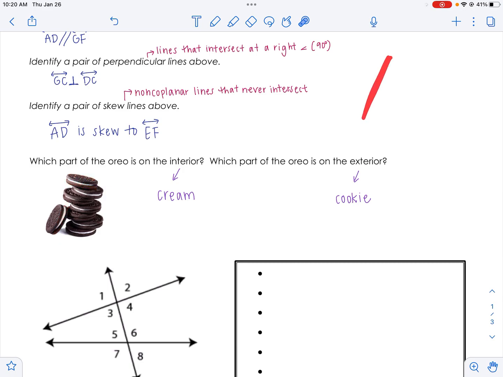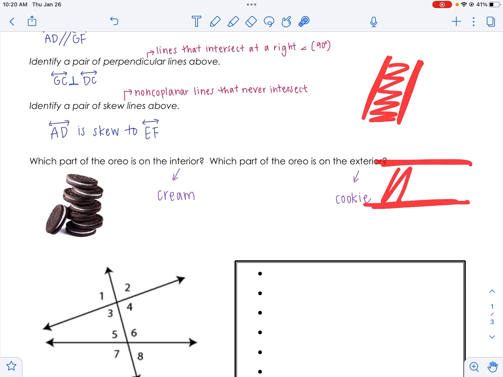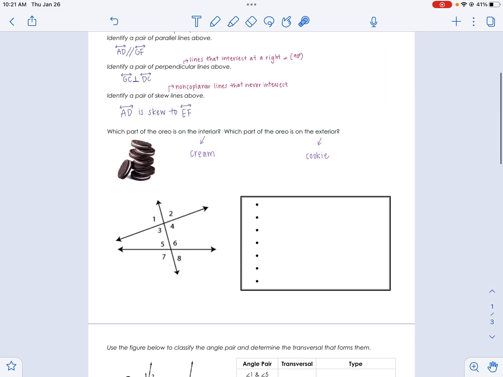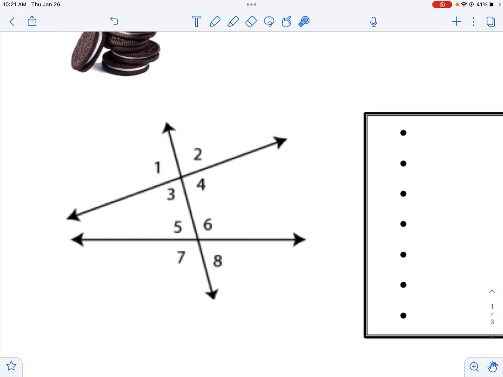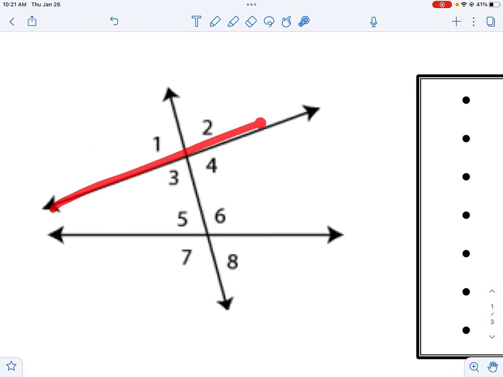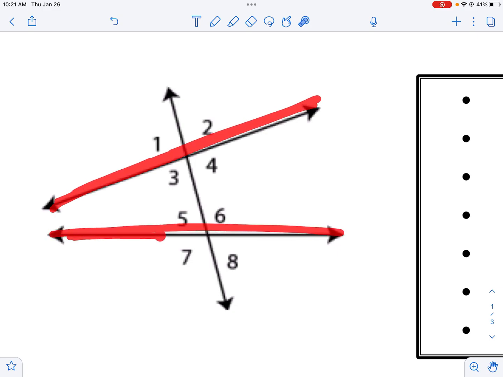But keep in mind that maybe my lines go this way, so this is the interior, or maybe my lines go like this and that is the interior. So it doesn't really matter how we turn the cookie. The interior is still the interior and the exterior is still the exterior. So once you have some lines, and they're not quite parallel, and that's okay.